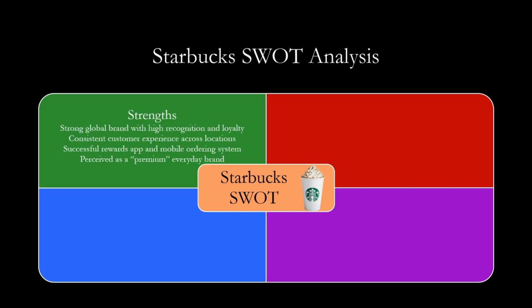Starting with strengths. Starbucks has a strong global brand with exceptionally high recognition and customer loyalty. People don't just buy coffee at Starbucks. They feel an affinity for the brand. The company delivers a consistent customer experience across thousands of locations worldwide. Whether you're in Seattle or Singapore, you know what to expect. Their rewards app and mobile ordering system are industry-leading, creating convenience and collecting valuable customer data.